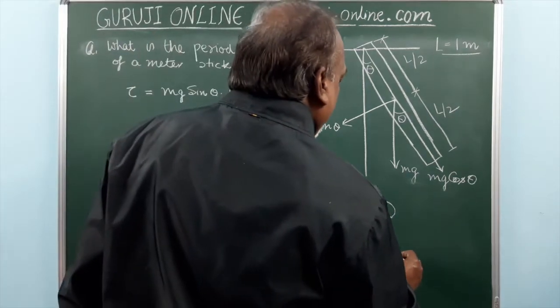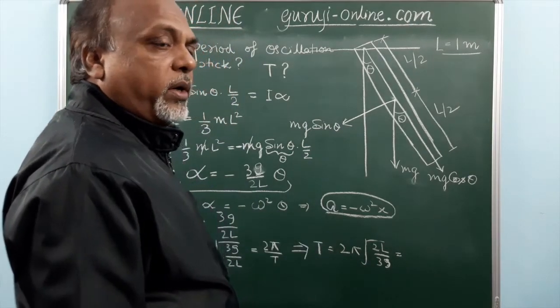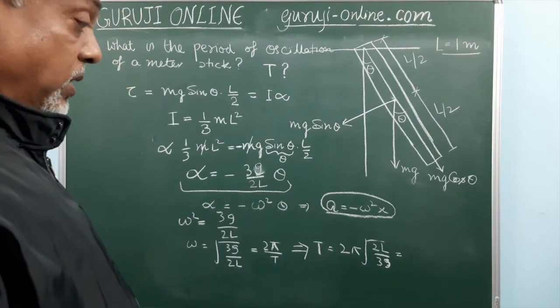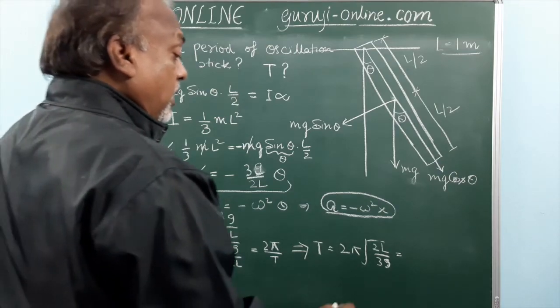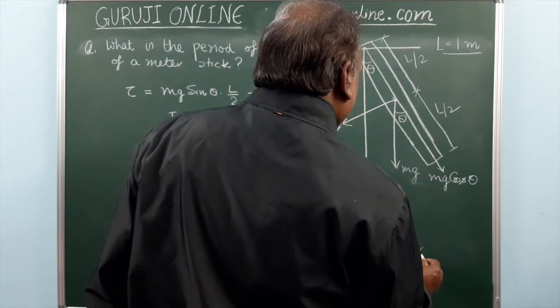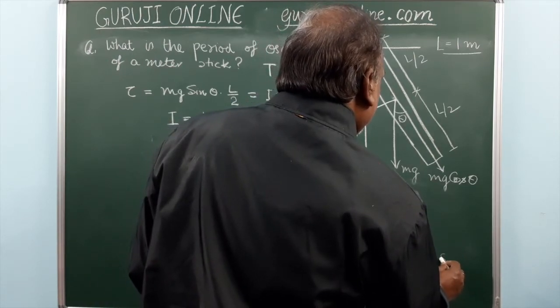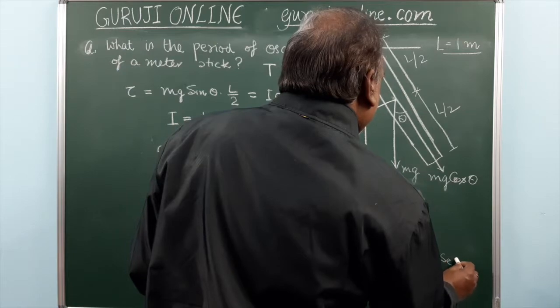If we put the values L as 1 meter and g as 9.8 meter per second square, then we can solve it and it will come as 1.64 second.